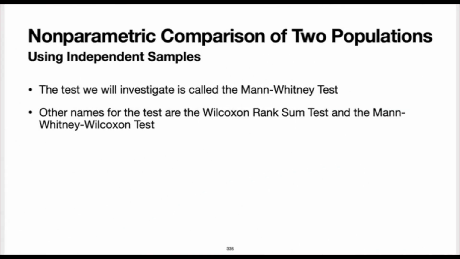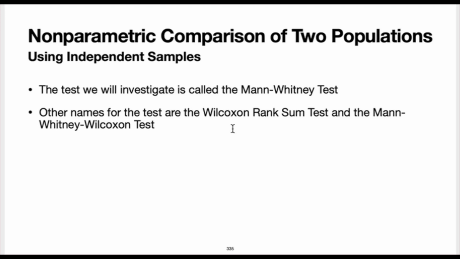The test that we're going to be looking at goes by various names, actually. We're going to call it the Mann-Whitney test. That's kind of the standard name for this test. It's also called the Wilcoxon rank sum test. And some folks will, in order to give everybody credit that came up with this, call it the Mann-Whitney-Wilcoxon test. So it has these various names.